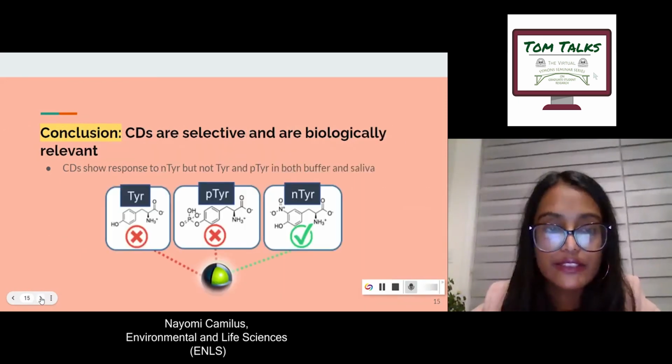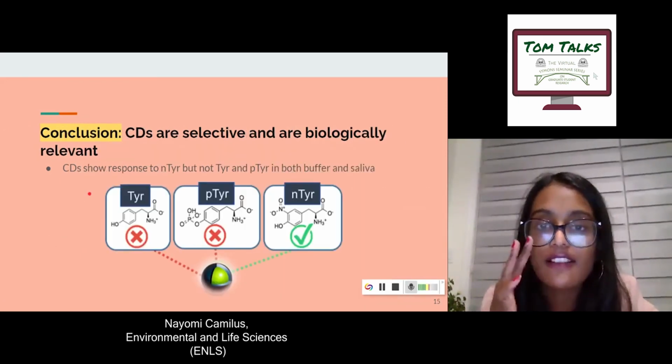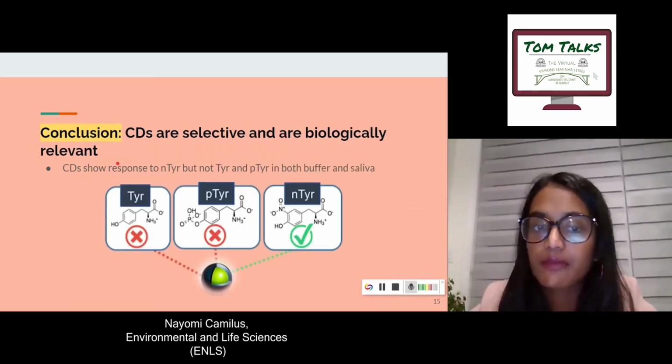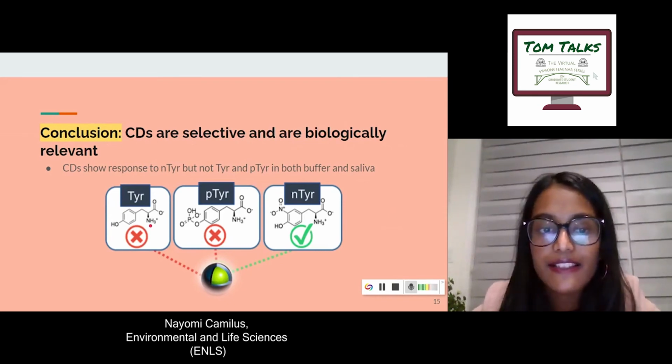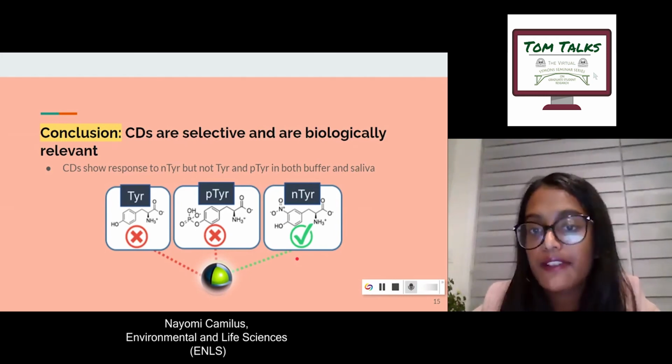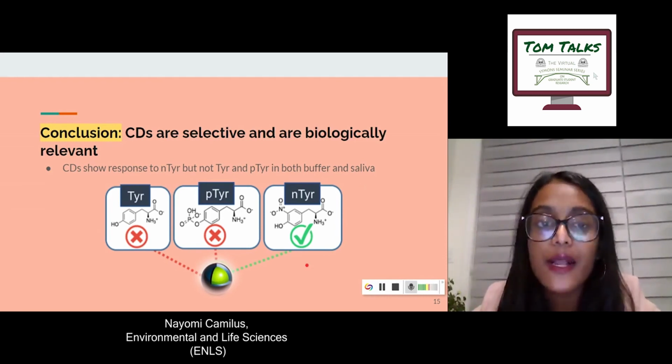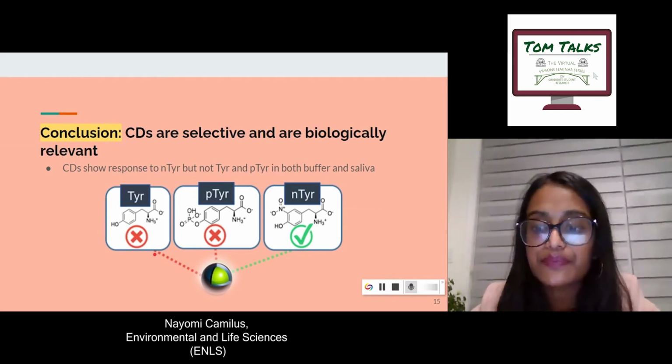So now to conclude, these carbon dots are very selective and are biologically relevant. As you can see, these amino acids have different makeups, but only nitrotyrosine is able to interact with the carbon dots and show a decrease in response. And this decrease in response not only stopped at the buffer, but also continued in the saliva. The same response was seen in both buffer and saliva, making it very useful for biological applications.